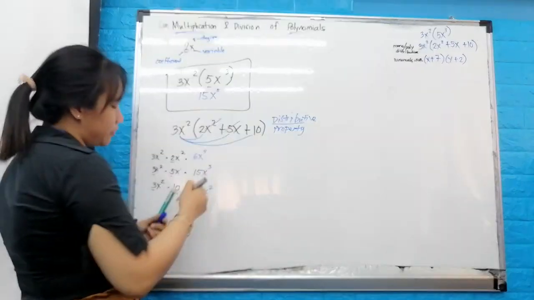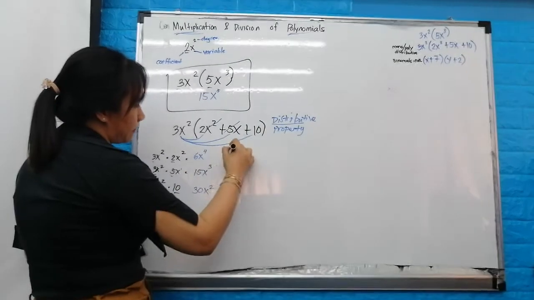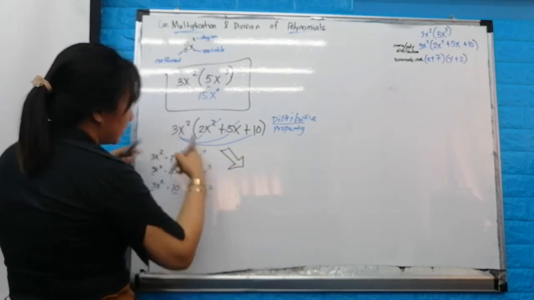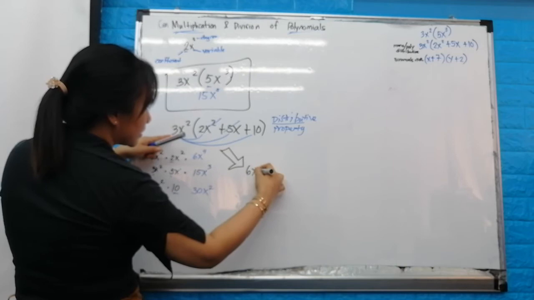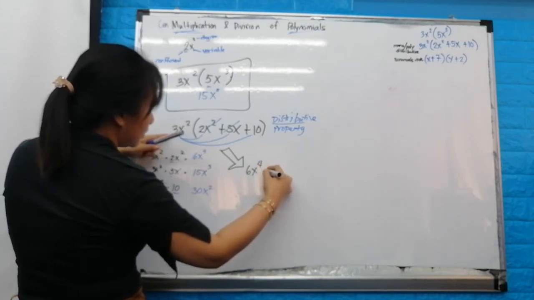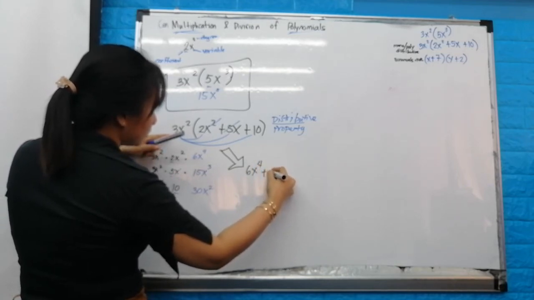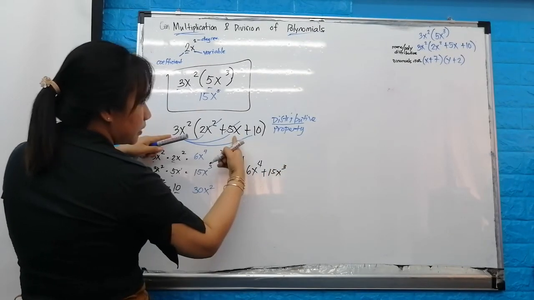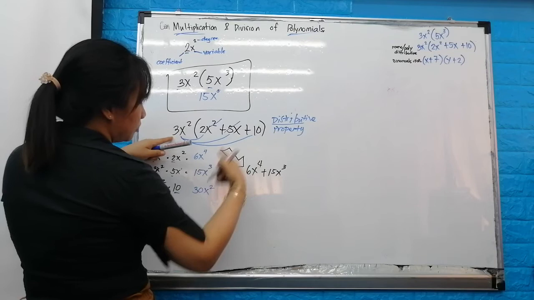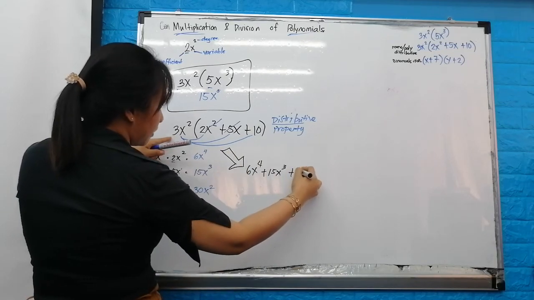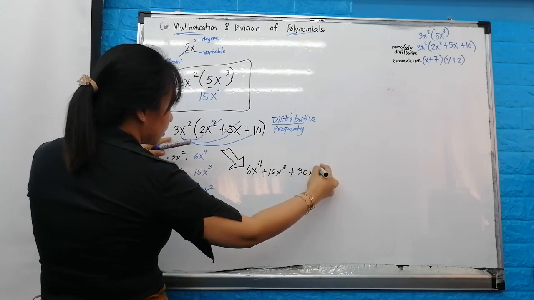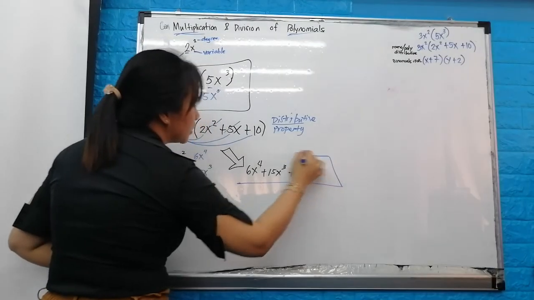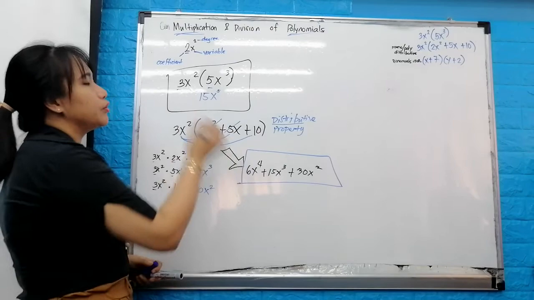So the final answer for this one is, for the first term, 6x to the fourth degree, plus 15x cubed, which is the answer for your second term, and then for the last term, plus 30x squared. So that will be your final answer when you multiply a monomial by a polynomial.